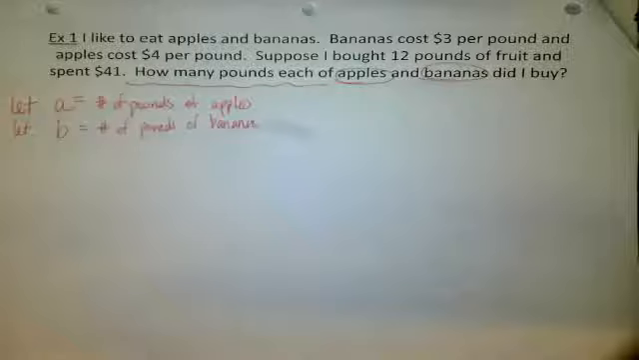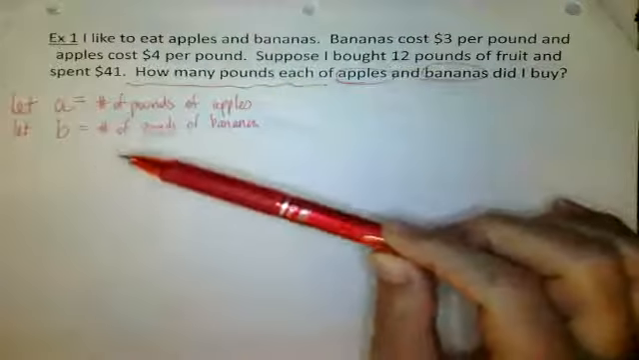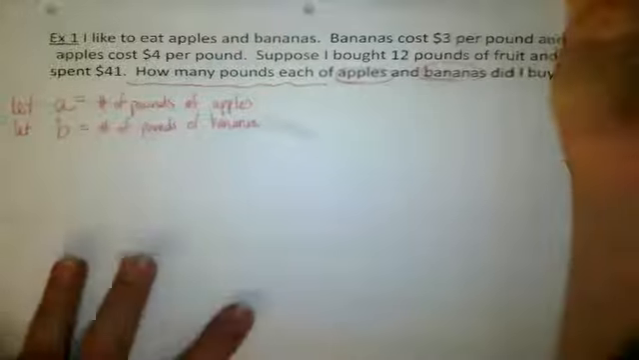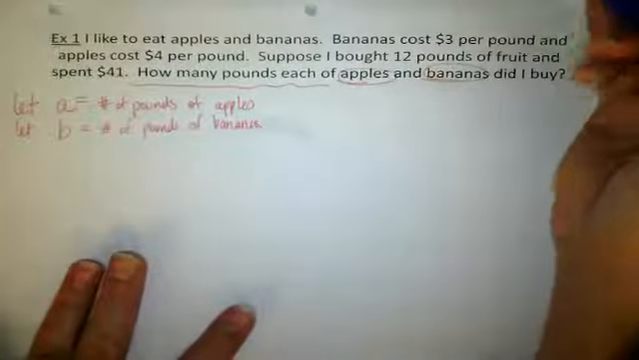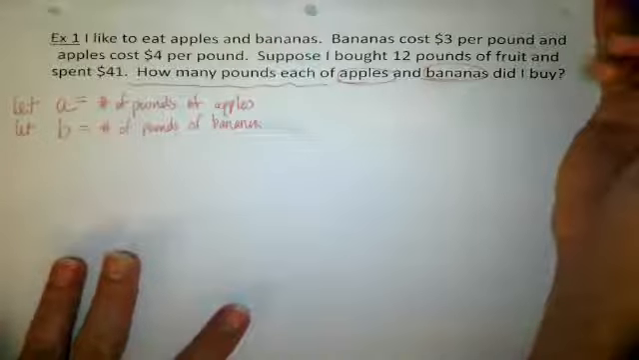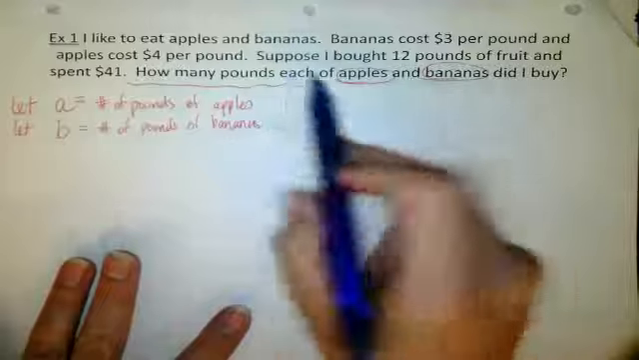Okay. So for each problem, the first thing you need to do is figure out what you're trying to find. Those are your unknowns. That's what a variable is. What are we trying to figure out? Then we can go to the other information in the problem. We need to write some equations, okay? And we have a few equations that we can write that talk about the totals of things that I bought.